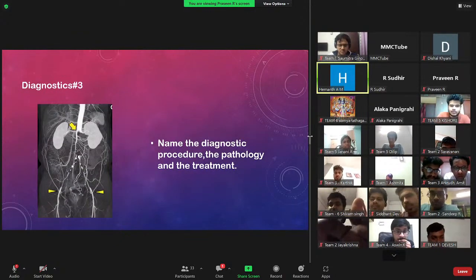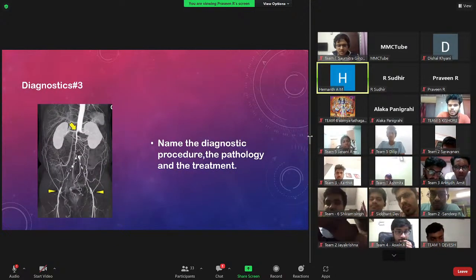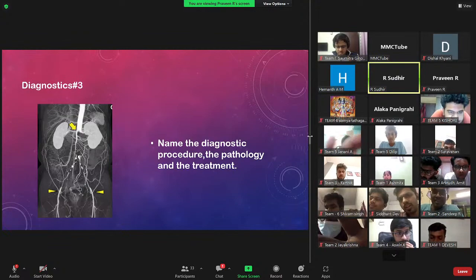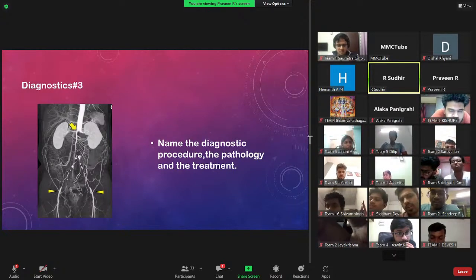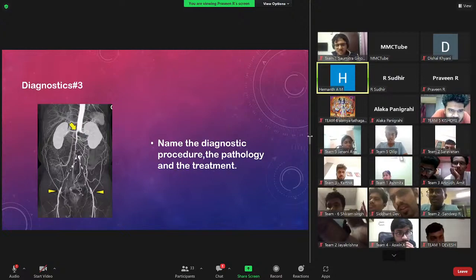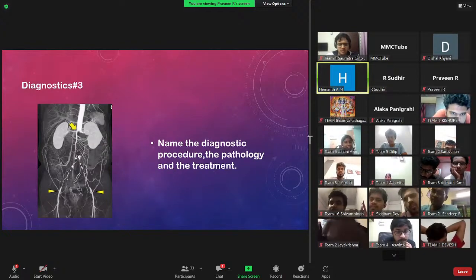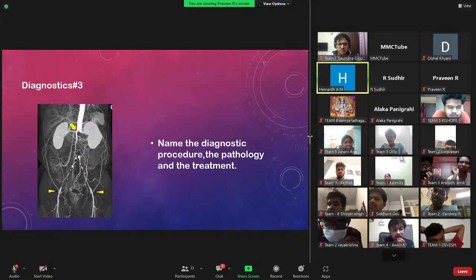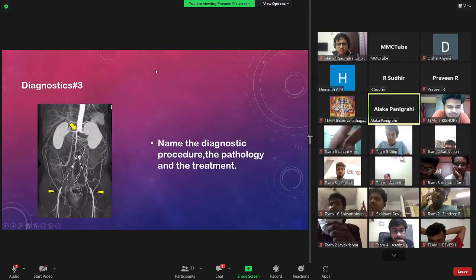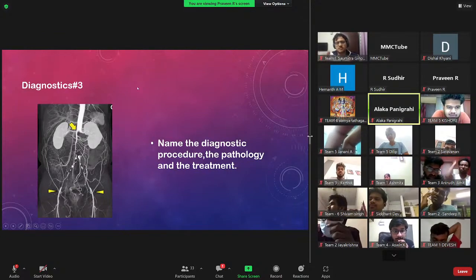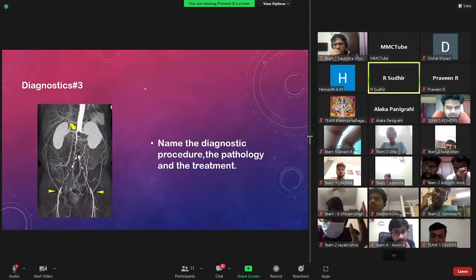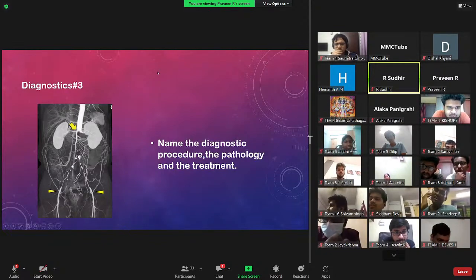Name the diagnostic procedure shown here and the pathology and the treatment for this. Bounce time starts. Bounce starts. Counts over. Bounce closed. None of the teams have bounced. We can go with the direct answer.